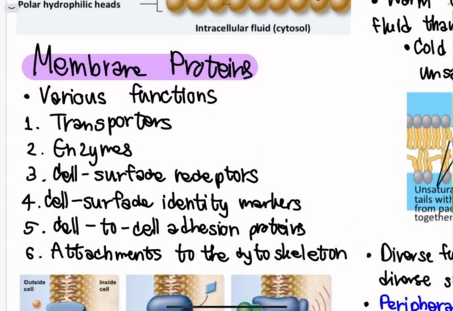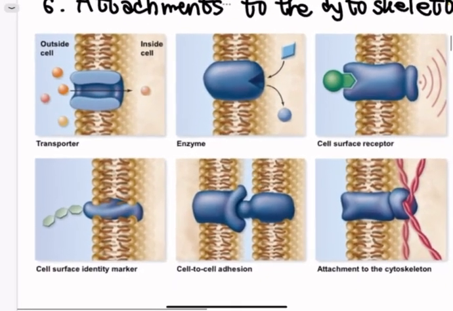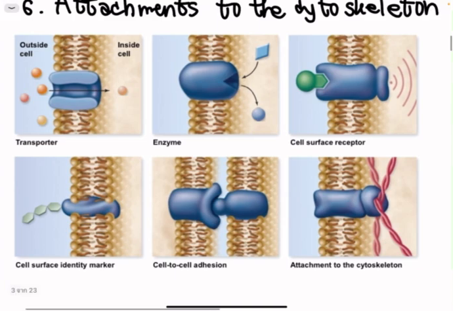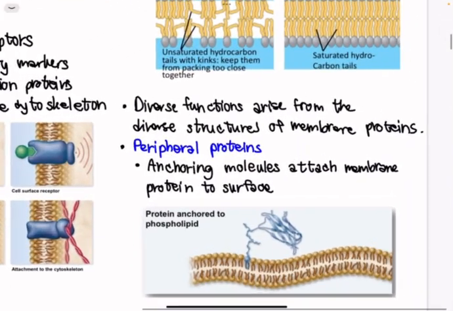Membrane protein. There are various functions. Number 1, transporter. Number 2, enzyme. Number 3, cell surface receptor. Number 4, cell surface identity markers. Number 5, cell-to-cell adhesion protein, and number 6, attachment to the cytoskeleton. So this is the picture of each function. Diverse functions arise from the diverse structure of membrane proteins.